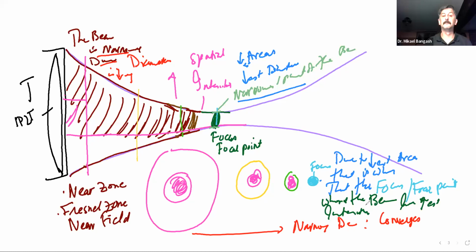Did that make sense? Yes. Right, okay. Why? Mainly because we said earlier in chapter 3 that intensity was inversely proportional to area.